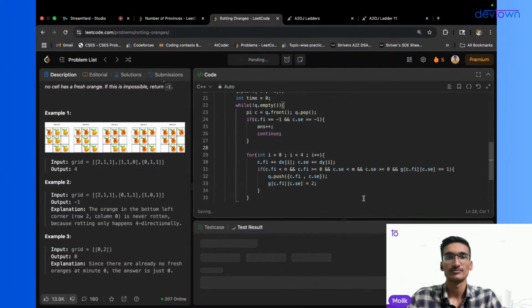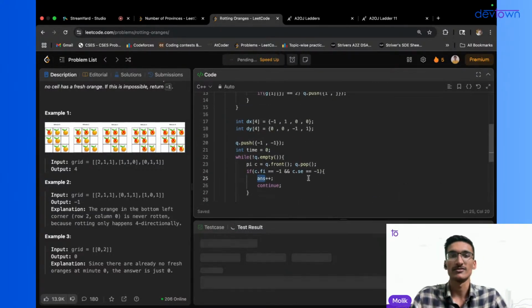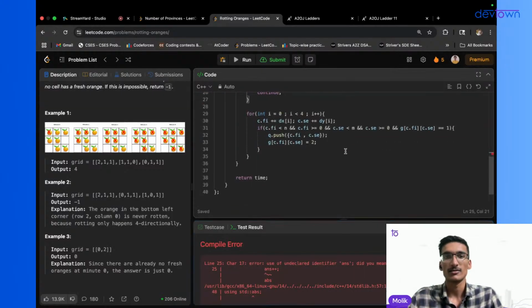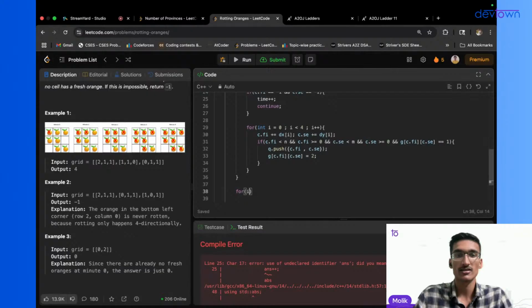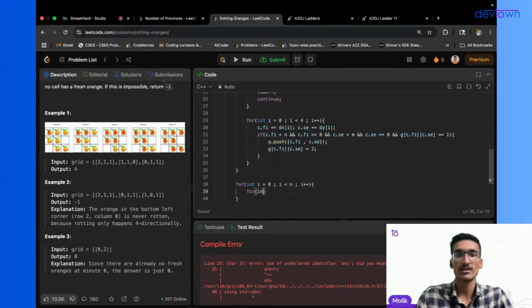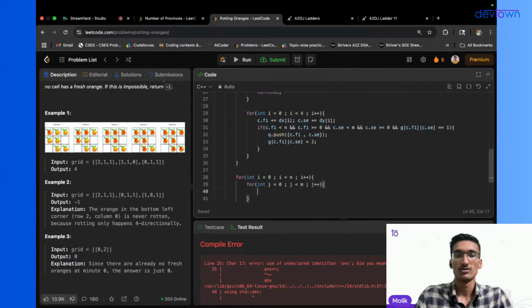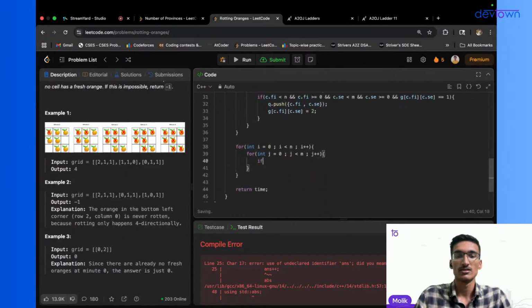Fine. And we also need to check if all the oranges are rotten. If we find any orange which is fresh, this means there is no way to rot the entire grid. So answer is minus one for that case.